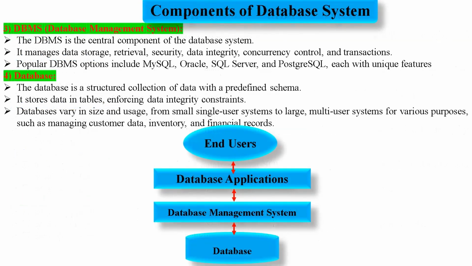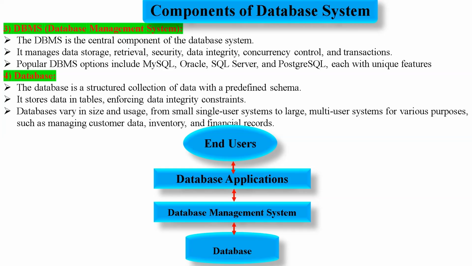Components of database system continues. Point 3. DBMS, Database Management System. The DBMS is the central component of the database system. It manages data storage, retrieval, security, data integrity, concurrency control, and transactions. Popular DBMS options include MySQL, Oracle, SQL Server, and PostgreSQL, each with unique features.